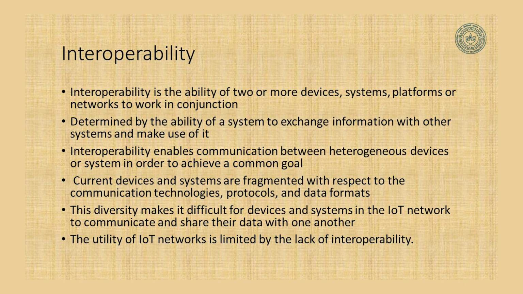Current devices and systems are fragmented, and there is a need to create unison, to bring them together and make them work with each other, or interoperable. Everyone understands what interoperability is? There is a lot of diversity, and that makes it difficult for devices and systems in the IoT network to communicate. Communication between your device and Raja's device becomes difficult, because systems are not interoperable and cannot share data with one another. That limits the utility, usability and benefits that we get from these IoT networks.